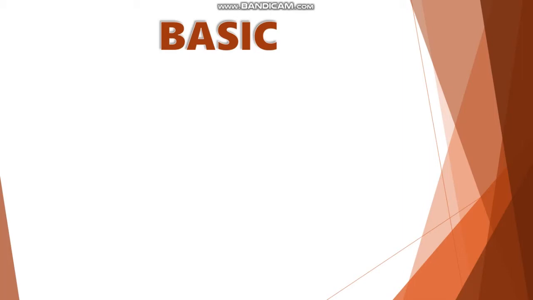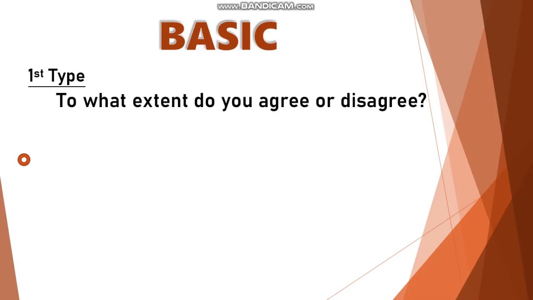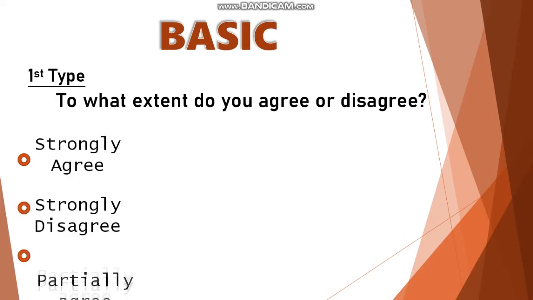There are two ways to write either the thesis or outline statement. The first one is basic. This is only for starters. When I say starters, I mean those students who have never had any IELTS classes before. I named it basic because students simply memorize some phrases or sentences. For example, for the questions that require your opinion, say, to what extent do you agree or disagree? This question provides you with three choices: strongly agree, strongly disagree, or partially agree. Students only need to choose one.